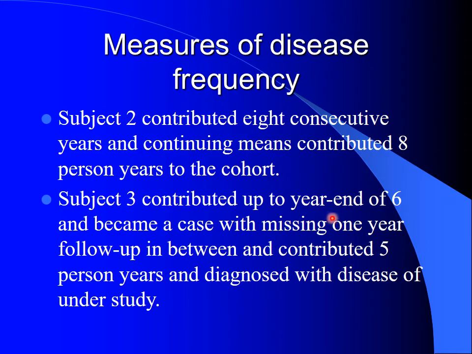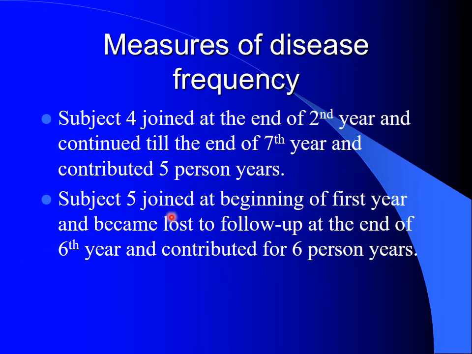Third subject contributed up to six and makes a case of missing for 1 year. So contribution is five. And subject four at the end of second year. So first year he or she did not contribute, and last year also did not contribute. So 5 years contribution. Subject 5 joined in the beginning of the year, lost to follow up in between 1 year. Then that is the reason the contribution is 6 per year.